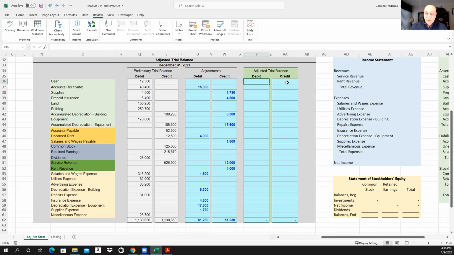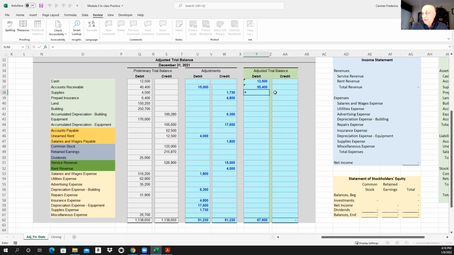So let's do that. We had a balance of 12,500 for cash, but we made no adjustments. So the balance is 12,500. Accounts receivable, we have an adjustment. So we start out with 40,400. Now, do we make any adjustments? Yes, we made an adjustment of $15,000. A debit plus another debit is a larger debit. So our balance is now $55,400.